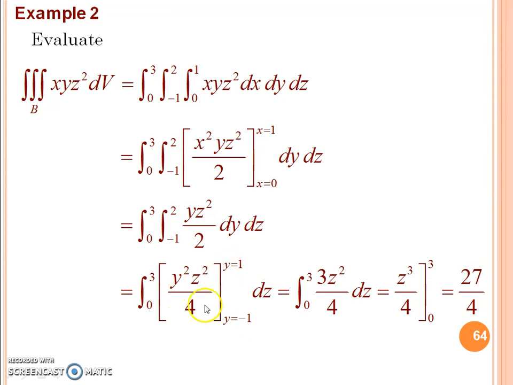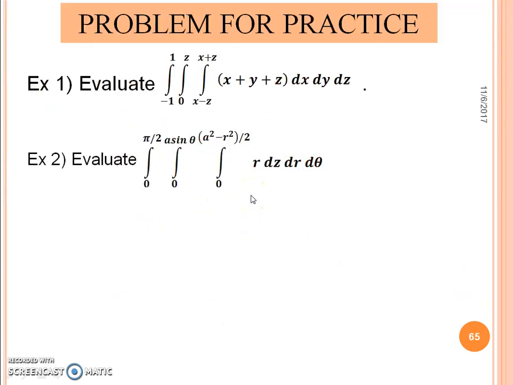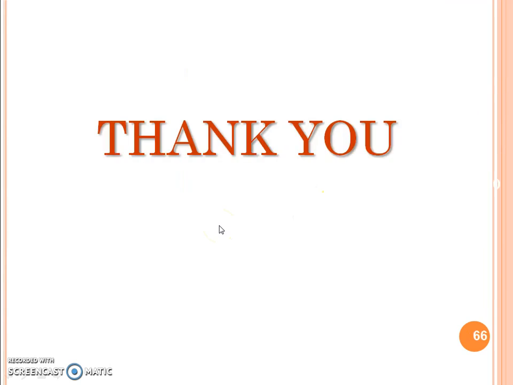Again put upper limit minus lower limit in y, and then lastly we integrate with respect to z and put upper limit minus lower limit in z, so we get the final answer, that is 27 by 4. This is the final value of the given problem. Here are the examples; we can solve them this way. Thank you.